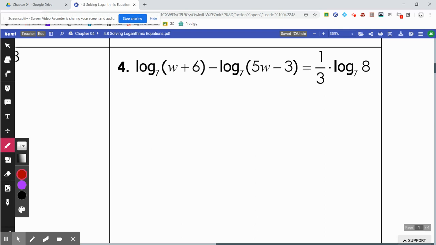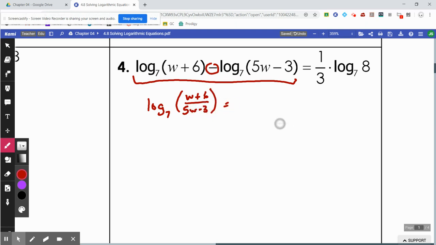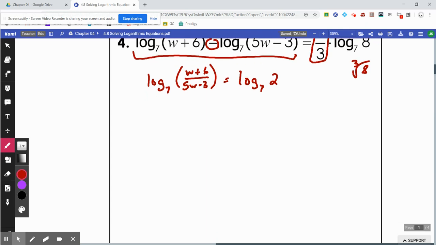Number 4, a log minus a log. You have your quotient rule here. We're going to rewrite that as log base 7 of w plus 6 over 5w minus 3. We do have to condense those to a single logarithm. Same thing on the other side. You have the power rule that says you can take this back up to a power. And that'd be log base 7 of 8 to the 1/3. 8 to the 1/3 power is the same thing as the cube root of 8, which is 2. So let's go ahead and clean that up. Now, same thing, you have a log that's equal to a log, so let's set our arguments equal to each other. w plus 6 over 5w minus 3 is equal to 2.